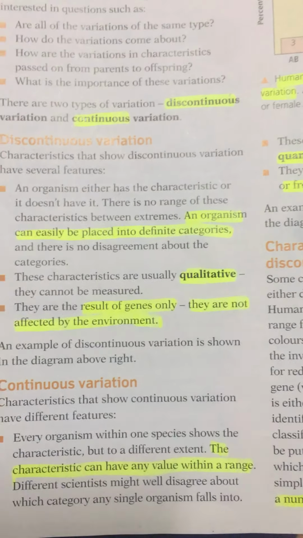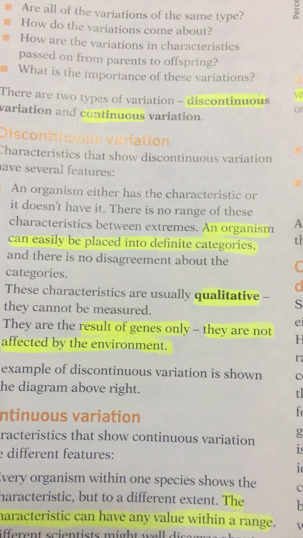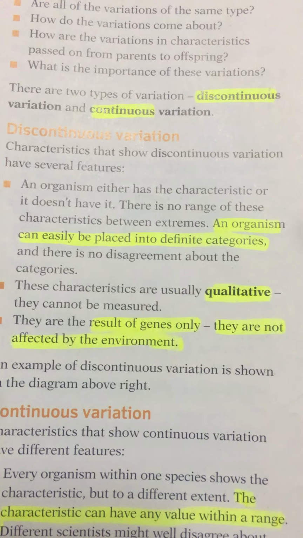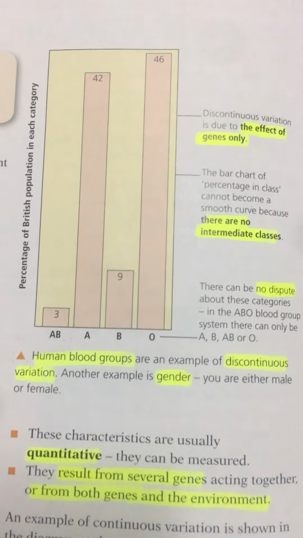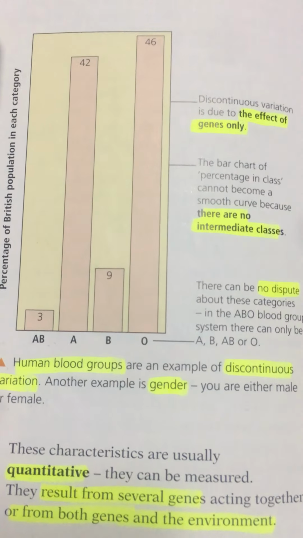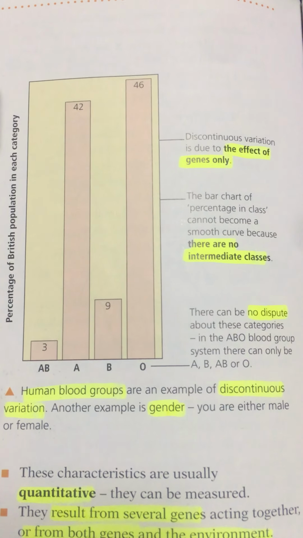The third thing you have to know is that the characteristics in this type of variation are not affected by the environment. They are only affected by the genes that the chromosomes carry. Those are the three features that discontinuous variation has. Now we have many examples. Here they mentioned two examples, which are human blood groups and gender. For human blood groups we have four groups, which are AB, A, B, and O.